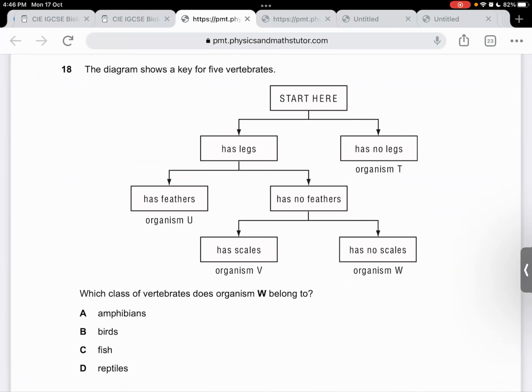Okay, let's see. The diagram shows a key for 5 vertebrates. Which class of vertebrates does the organism W belong to? It has legs, it has no legs, no feathers, and has no scales. Miss, scale, snake, reptile. Reptiles, D. 18D.